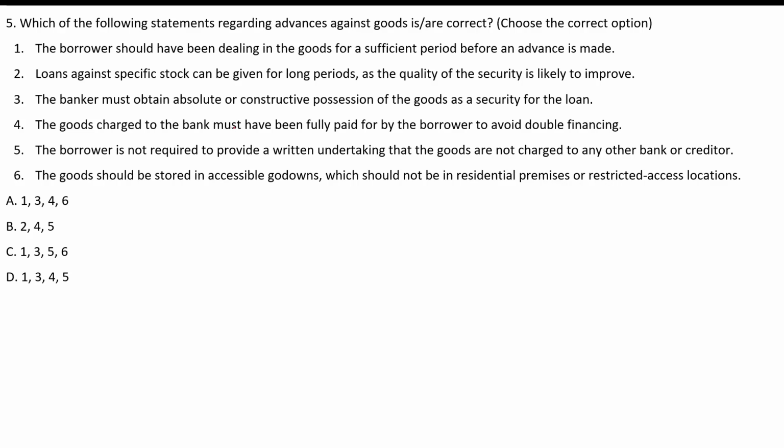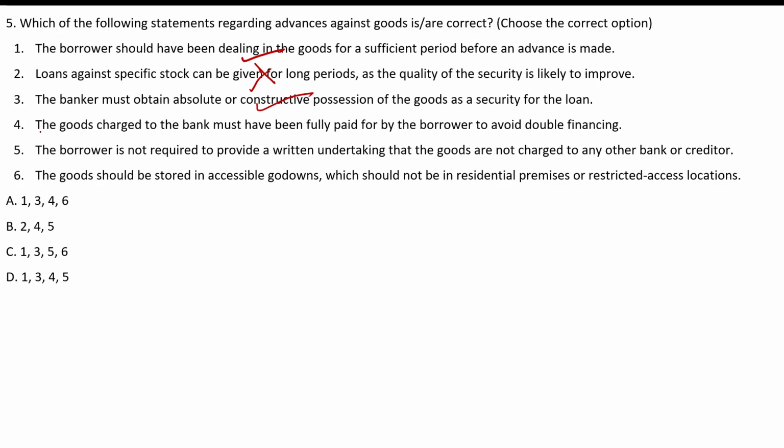The borrower should have been dealing in goods for a sufficient period before an advance is made. So this statement is correct. Loan against a specific stock can be given for long period as the quality of the security is likely to improve. So this is not correct. The bank must obtain absolute or constructive possession of the goods. So this statement is correct. That's why statement 2 is not correct. Some of you might be wondering, loan against specific stock should only be given for short periods, not long periods. That's why the statement is not correct, right?